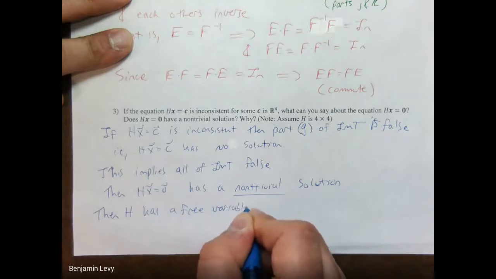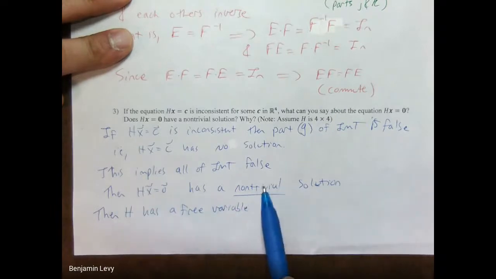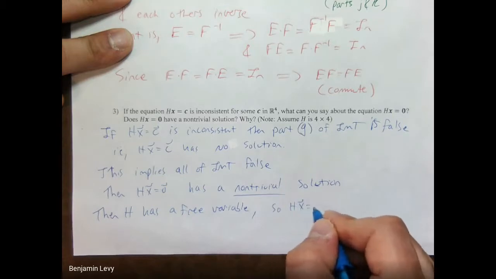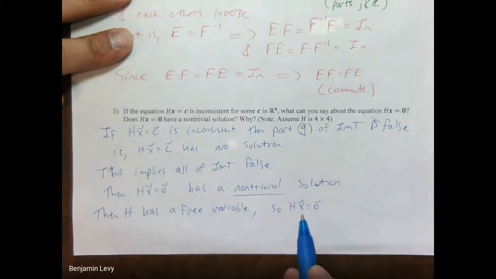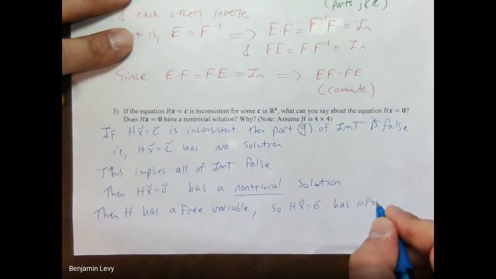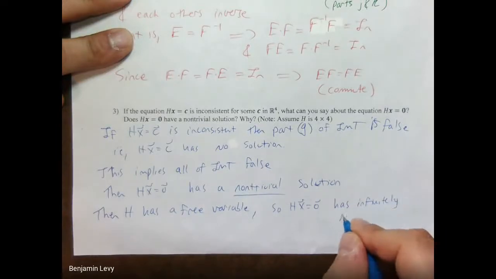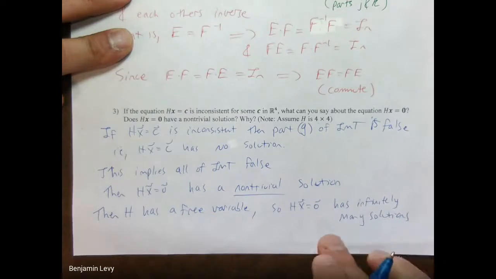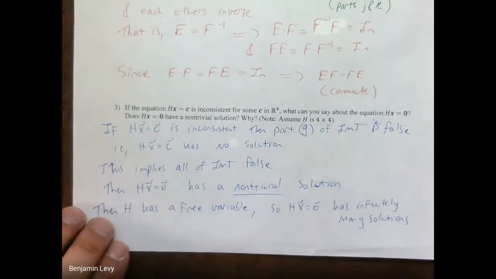We didn't need to use the IMT for that, right? If AX equals 0 has a non-trivial solution, we know it has a free variable by definition. And so it has a free variable, which means there's going to be a non-zero solution here. In other words, it's going to have infinitely many solutions. So that's how we could think about number 3.